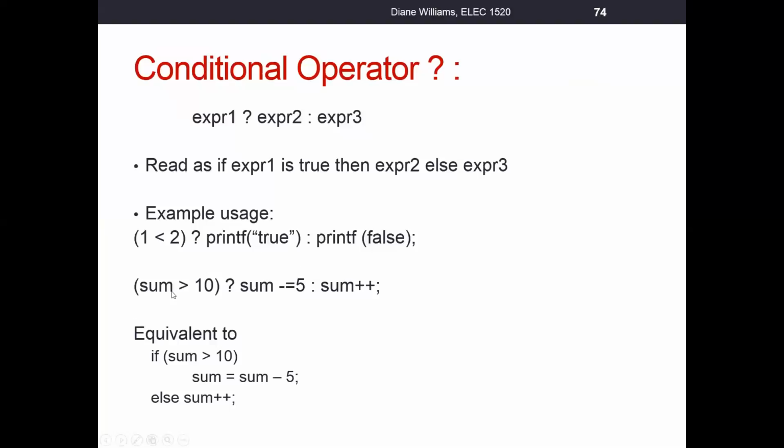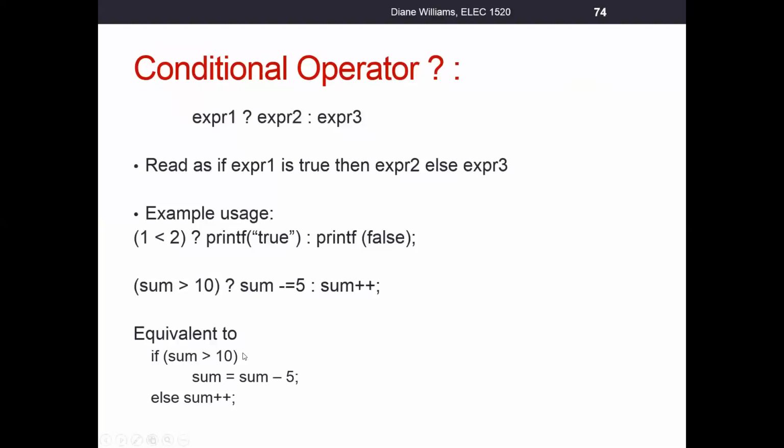Sum greater than 10. Well, as the value of sum is greater than 10, the action that will be performed is subtracting 5 from the value of sum and storing it back in sum. Otherwise, when this is false, if sum is less than or equal to 10, we'll just simply add 1 to what's stored in sum. This expression is equivalent to if sum is greater than 10, sum equals sum minus 5, else sum plus plus.